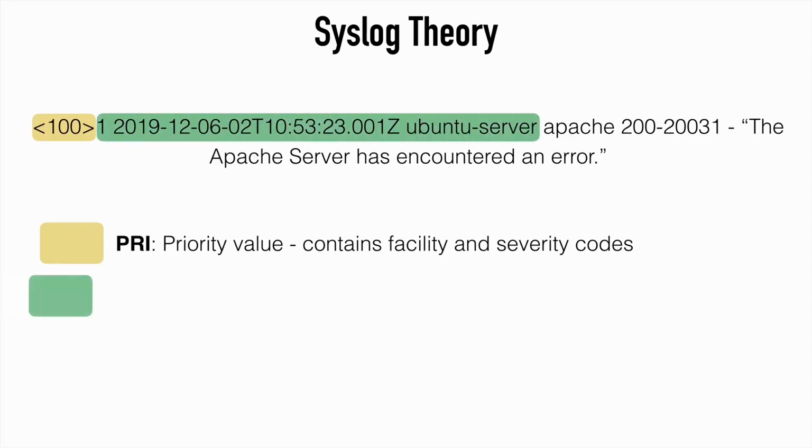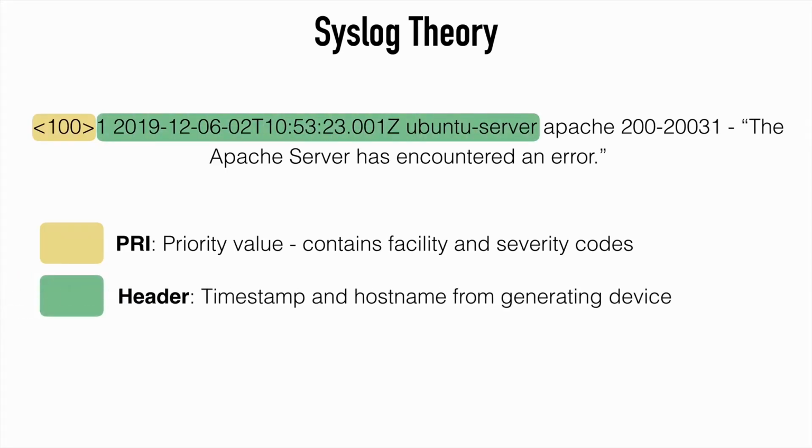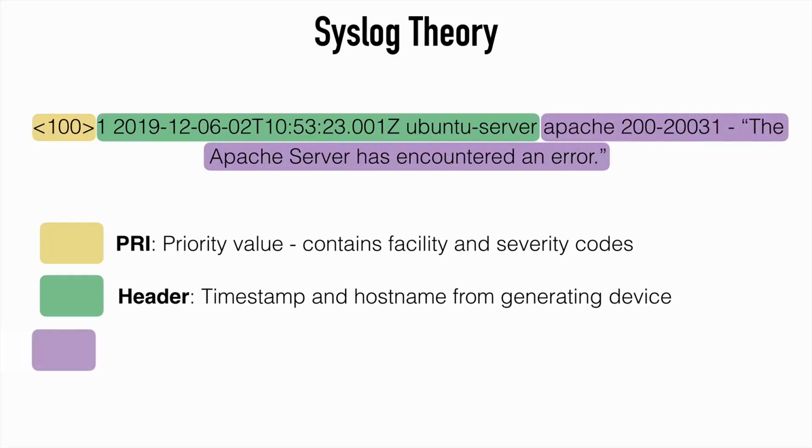Next, we see the header. And that's composed of 2 main fields. We see the timestamp at which the event was recorded, and we see the host name, with this host name being that of the machine which generated the Syslog message. And the third part are the message contents themselves. This contains the actual information about the event that has occurred.